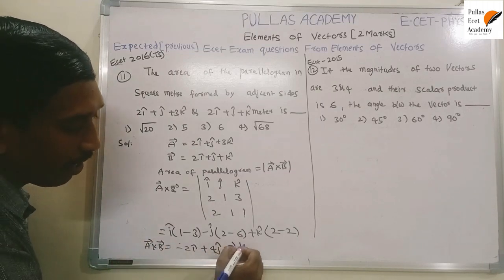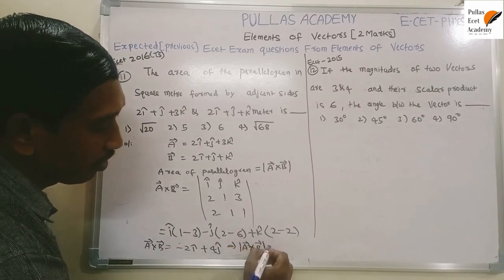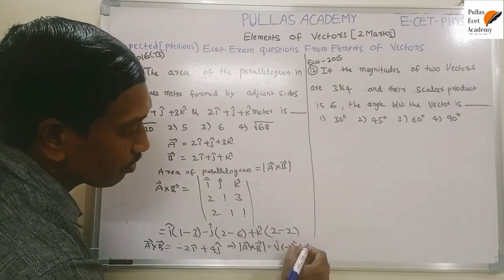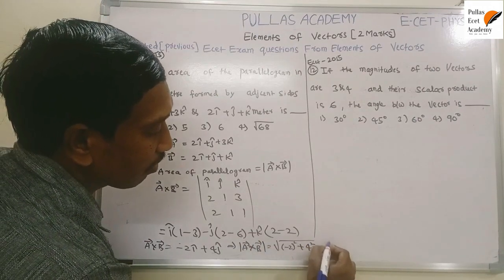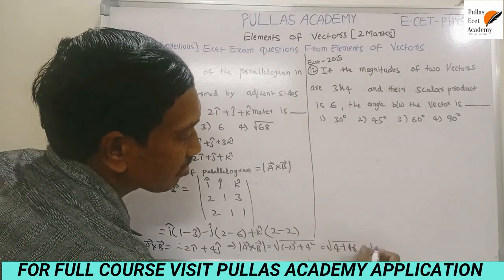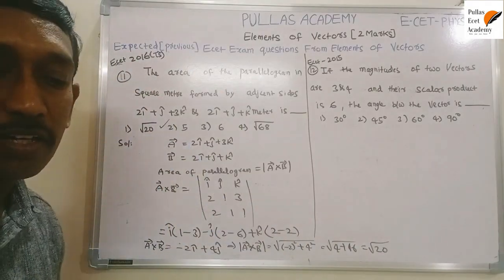But we need the magnitude. That means modulus of a bar cross b bar is equal to under root of minus 2 whole square plus 4 square. This is similar to under root of 4 plus 16. 4 plus 16 is what? 20. That means the answer is root 20 units. This is the area of the parallelogram.